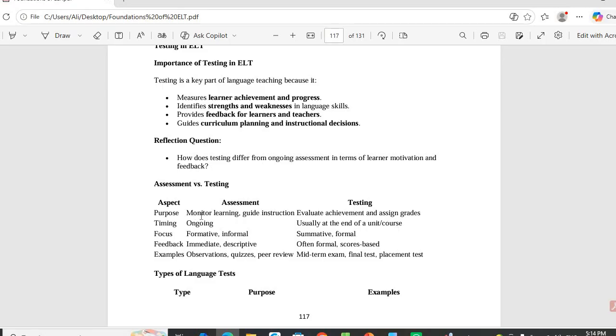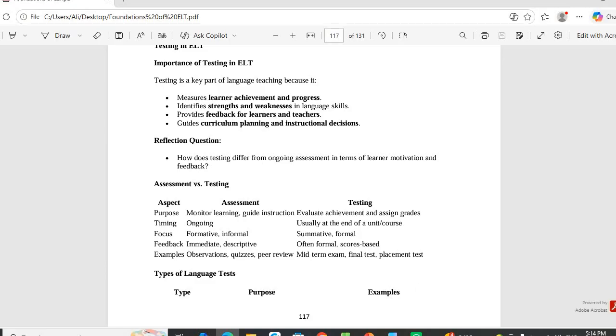The purpose of assessment: monitor learning, guide instruction. Purpose of testing: evaluate achievement and assign grades. Timing: assessment is ongoing, testing is usually at the end of a unit or course. Focus: assessment is formative and informal, testing becomes summative or formal. Feedback: assessment is immediate and descriptive, testing is often formal, score-based. Examples: observation, quizzes, peer review; midterm exam, final test, placement test. This is the difference between assessment and testing in terms of purpose, timing, focus, feedback, and examples.